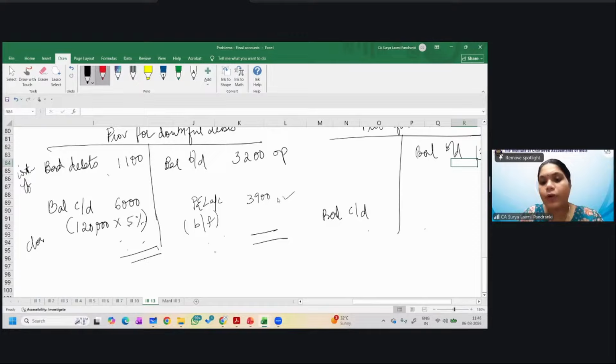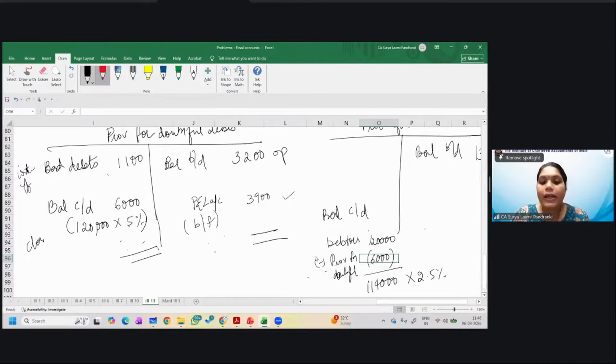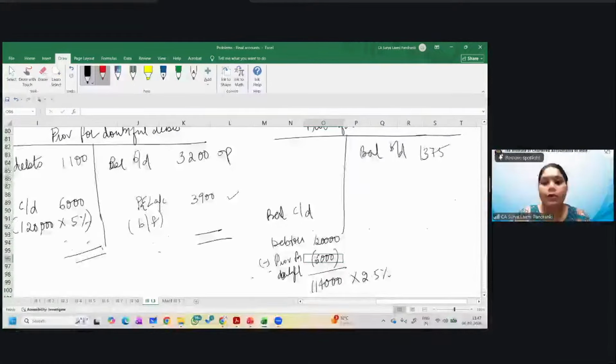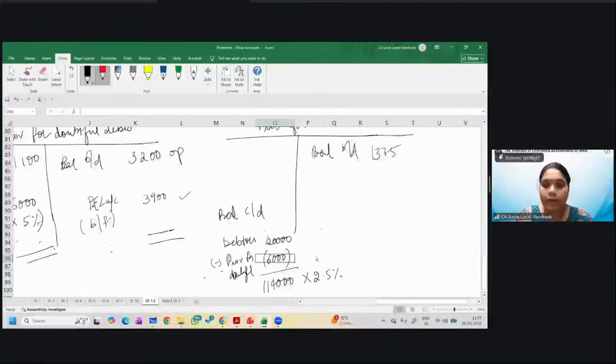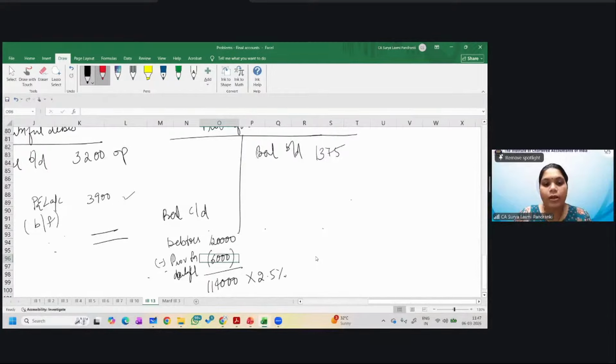Are we clear with this? After debtors, you first have to take any provision for bad debts or doubtful debts. If nothing is there, then you move to provision for discount on debtors. That has to come in that order. So on this 2.5%, what is the closing balance? I got two different answers. Please check and confirm. Is it 2850 or 2280?